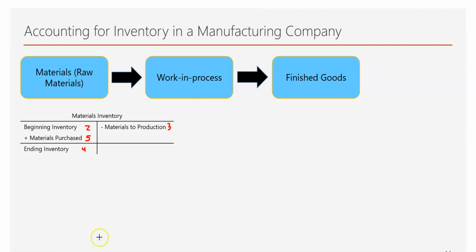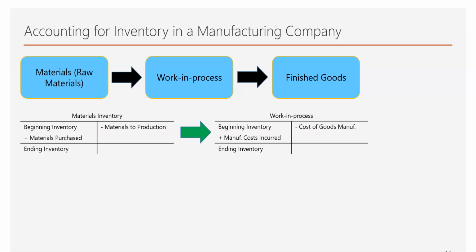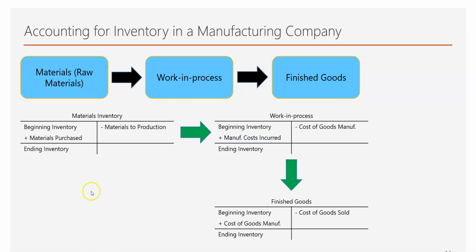Now, let's take a look at the next inventory, work in process. So I had $4 traced over. And in fact, I'm going to follow this through here, so let me restart my illustration. I had $2 of beginning inventory here for direct materials. I purchased 5, and I transferred 3 to the production floor. So I had ending inventory of $4 of direct materials.